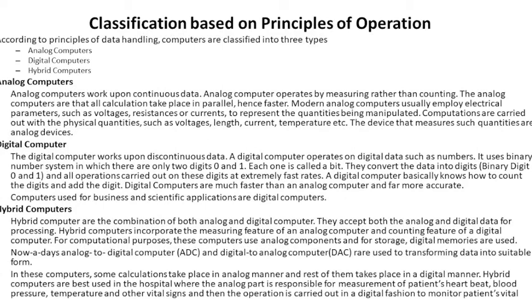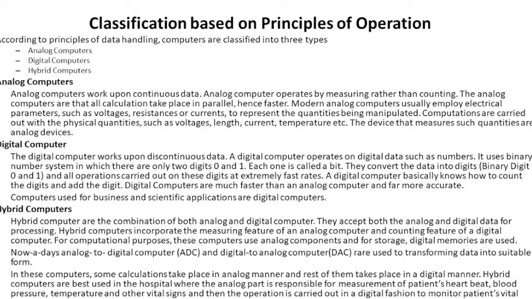The classification based on the operation: analog, digital and hybrid. Analog computers work on continuous data. Analog computers operate on measuring rather than counting. In analog computers all calculations take place in parallel, hence they are very fast. Modern analog computers use electrical parameters such as voltages, resistance and currents to represent the quantities being manipulated.